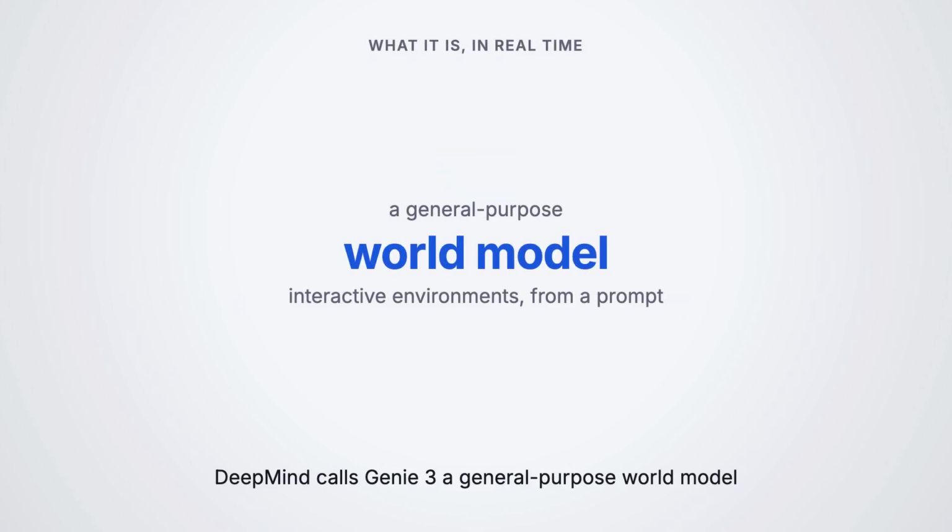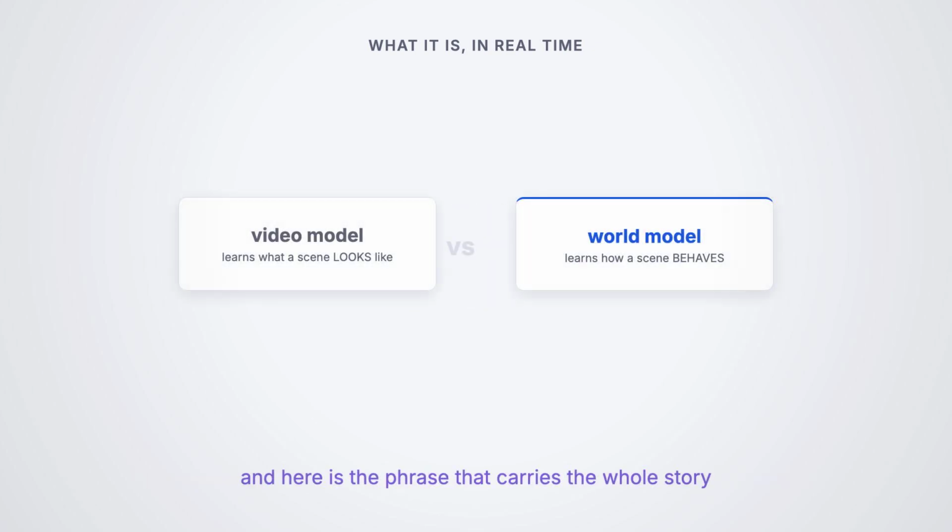DeepMind calls Genie 3 a general-purpose world model, one that generates interactive environments from a prompt. From a sentence, you get a world you can move around inside in real time. And the phrase that carries the whole story is this: a world model is not a video model. A video model learns what a scene looks like. A world model learns how a scene behaves.